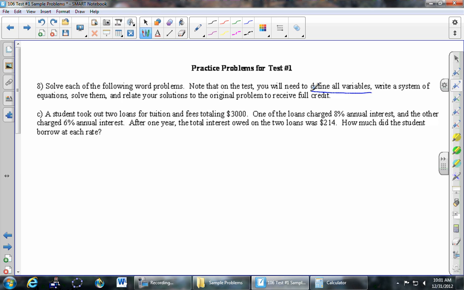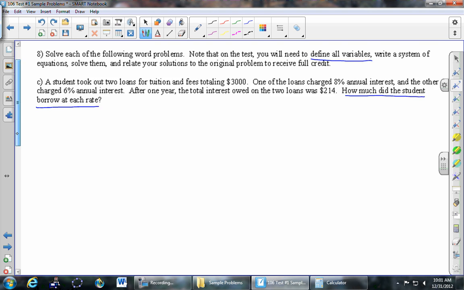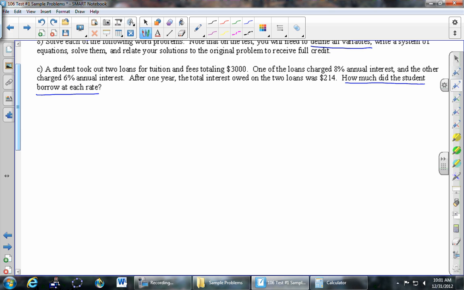First thing we're going to do is define some variables. I look to the question, how much did the student borrow at each rate, to decide what my variables are supposed to represent. So we have 2 different loans that we took out, so we're going to let 2 variables equal the amount that we took out at each rate. We've got the 8% and we've got the 6%. I'm going to call them the high and low interest rates. So L and H are going to be the variables that I use.